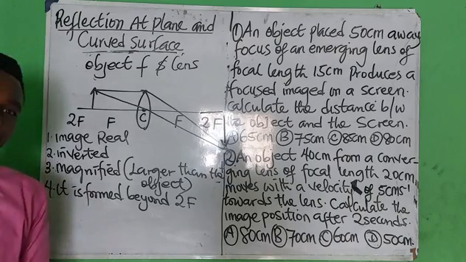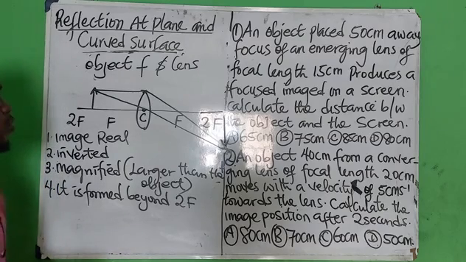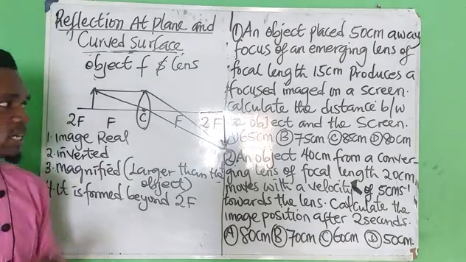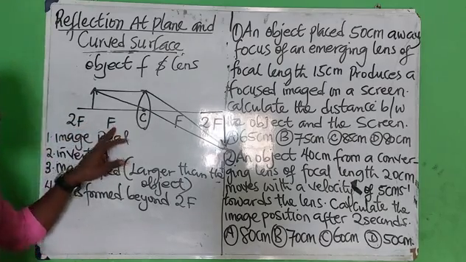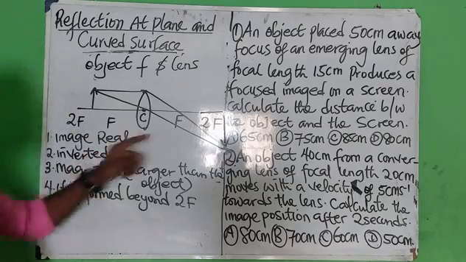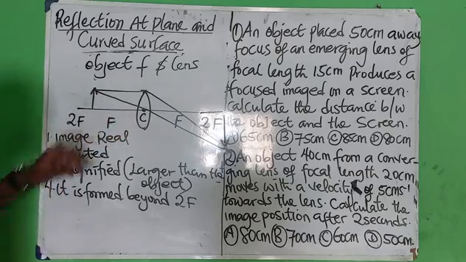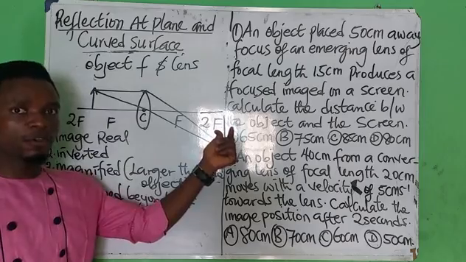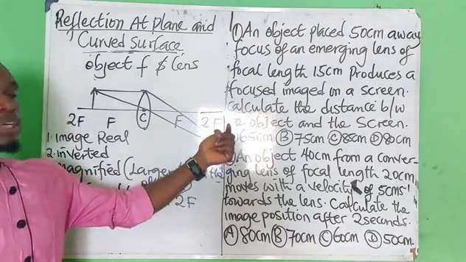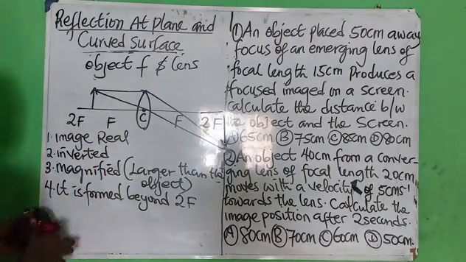It is very, very important. You know, sometimes it's not about cramming. You should be able to illustrate what you are saying. So please, when an object is placed between 2f and f, the image is real, inverted, upside down, magnified, that is larger than the object itself, and formed beyond 2f. Please take note of that.